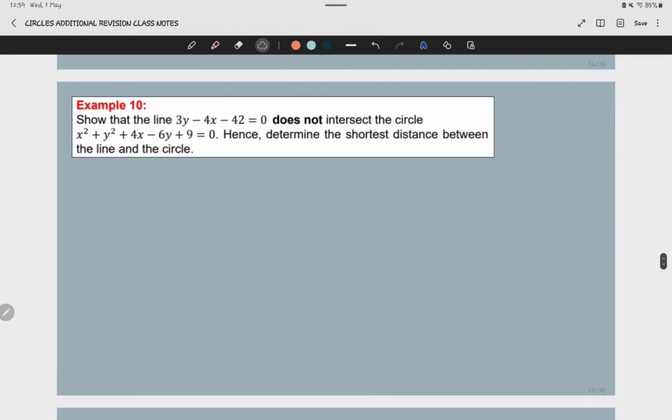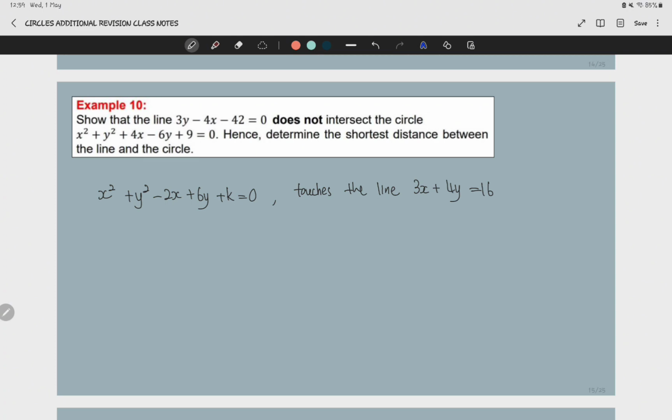For example 9, they mention: find the value of k if the circle x squared plus y squared minus 2x plus 6y plus k equals 0 touches the line 3x plus 4y equals 16, and hence determine the point of contact. So when they say touches, means it only touches one point.